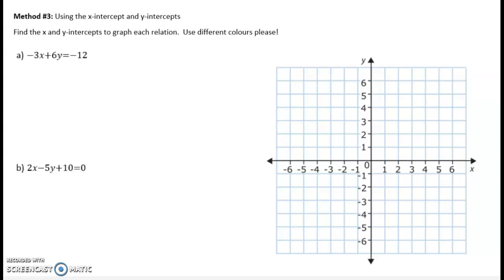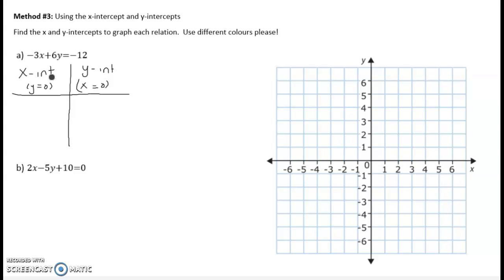Okay, next. Okay, so next one is find the x and y intercepts to graph the relation. So for the first one, I'm going to have my x intercept, and that means that y equals 0. And then I'm going to have my y-intercept, and that means that x equals 0.